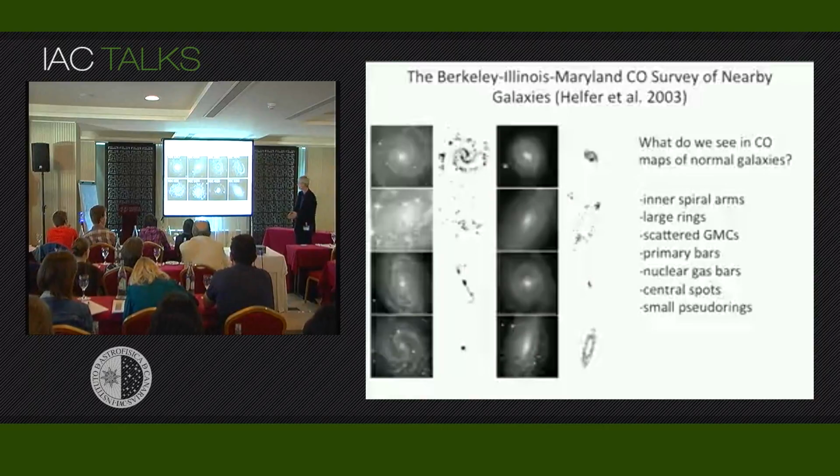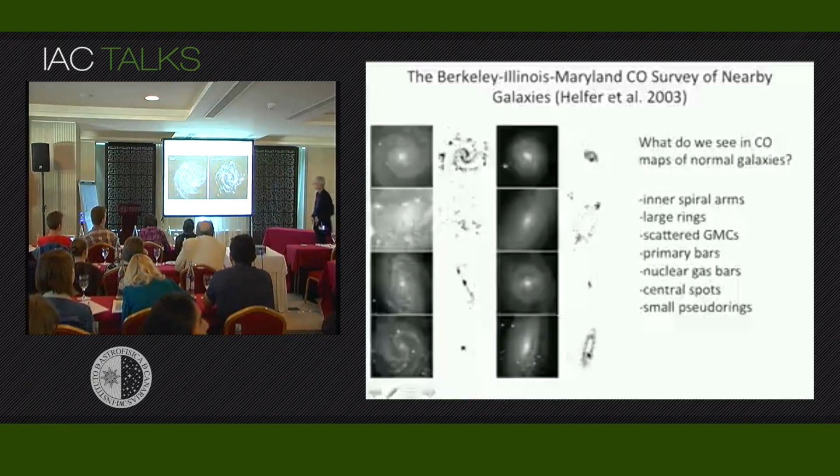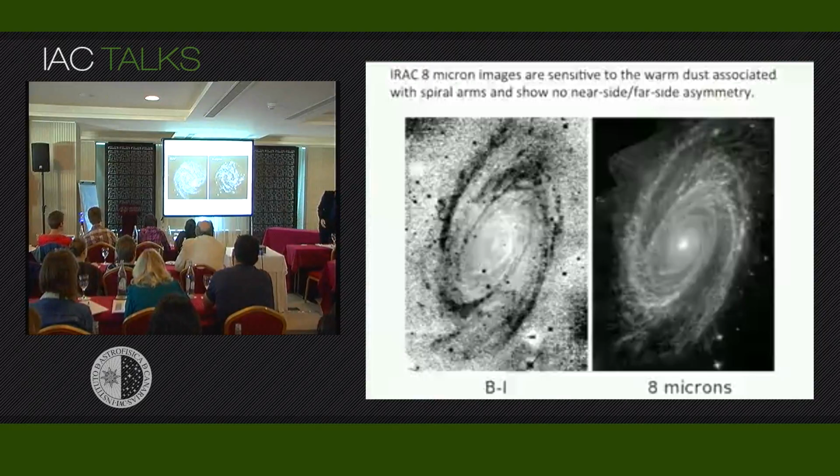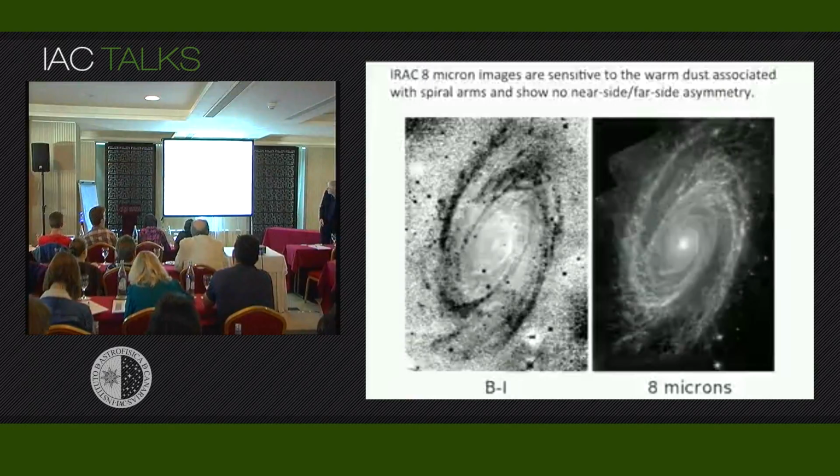The BIMA, the Berkeley, Illinois, Maryland survey of nearby galaxies produced these CO maps of a significant number of galaxies. And this is also important. This is another part of the interstellar medium. And what we see in these images, we see spiral arms, as in NGC 628. We see scattered giant molecular clouds here, molecular rings, molecular bars, molecular gas along primary bars, and here's another one with a hole and a molecular ring. So we do see a variety of features in the CO morphology.